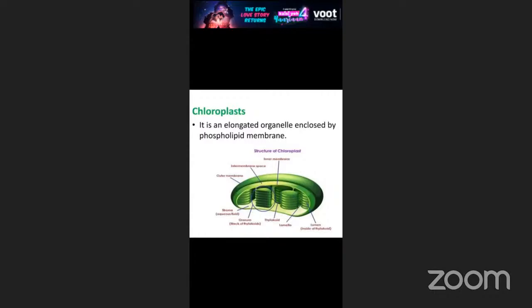So here these vacuoles are bounded by a single semi-permeable membrane that is known as the tonoplast. These vacuoles are filled with a fluid-like material which is called cell sap.